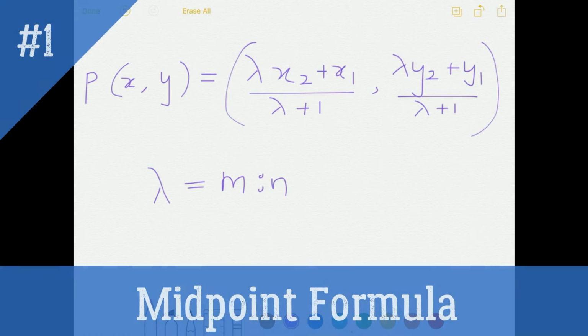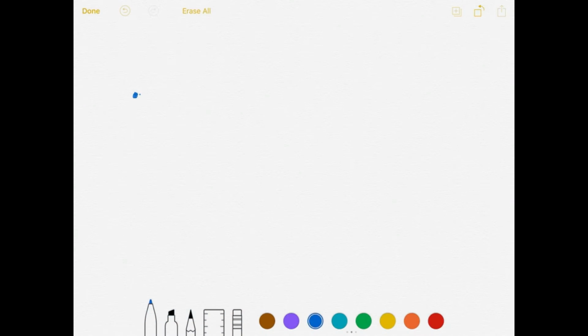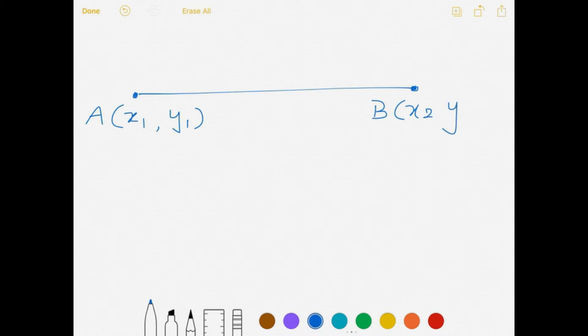Okay, after learning the section formula, let us say that there is a line segment AB, where A is (x1, y1) and B is (x2, y2), and there is a point Q which is exactly at the center of the line segment AB, and let us say the coordinates of Q are (x, y). Then that is known as a midpoint.